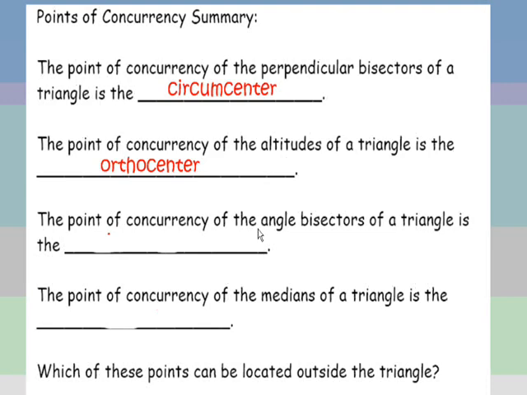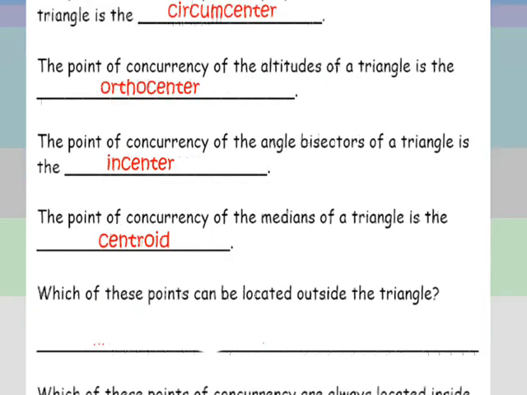The point of concurrency of the angle bisectors of a triangle? That is the incenter. And the point of concurrency of the medians of a triangle is the centroid. All right, so those four are important. It's important that you know what the point of concurrency is called, what it's formed by, so whether it's formed by perpendicular bisectors, altitudes, angle bisectors, or medians, and also what the critical information about each point is.